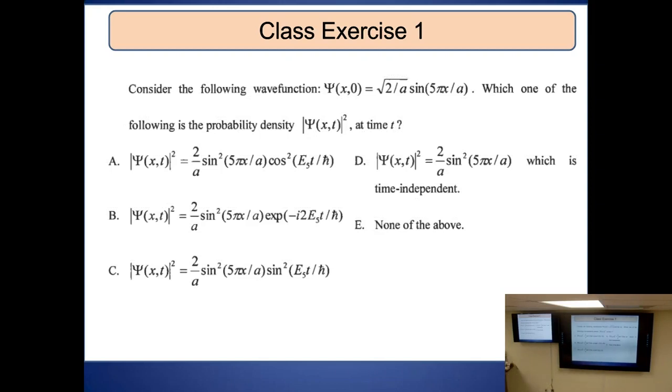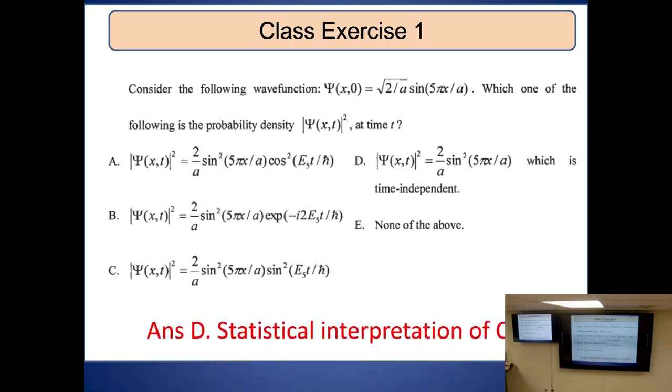Okay, so we now vote. Is that okay? Those for A, B, C, D, E. Just to be sure. Awesome class. That's the statistical interpretation.